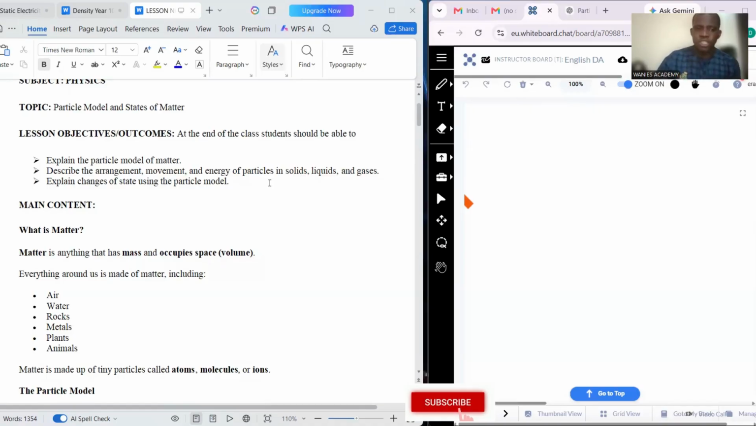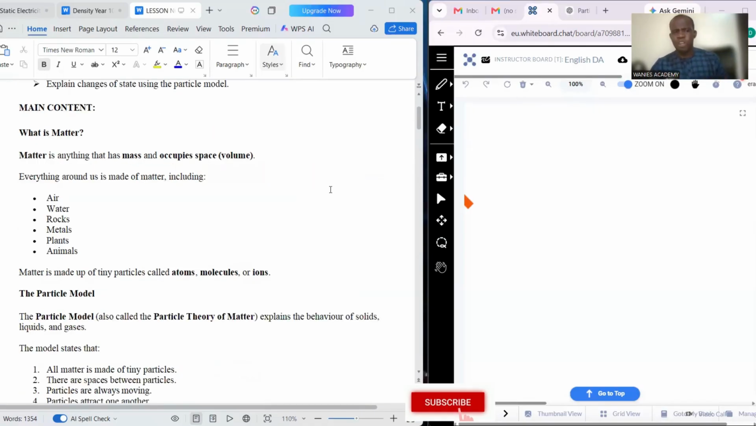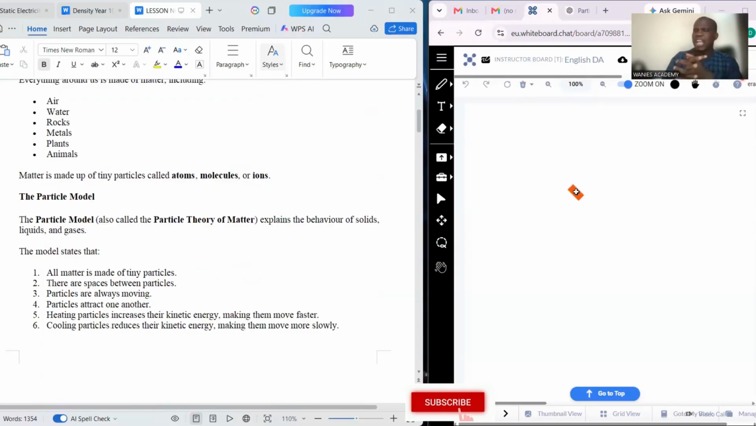Now, we move straight to the particle model. What's the particle model? It is a theory that tries to explain the behavior of matter, and that is what we call the particle theory of matter. The particle model is also known as the particle theory of matter. It explains the behavior of solids, which is a state of matter, the behavior of liquids, and also the behavior of gases.